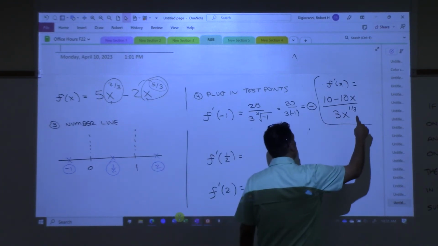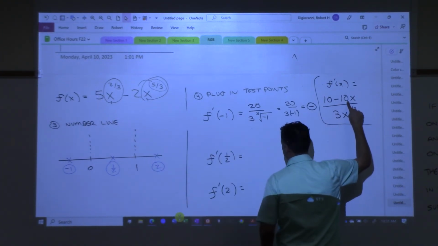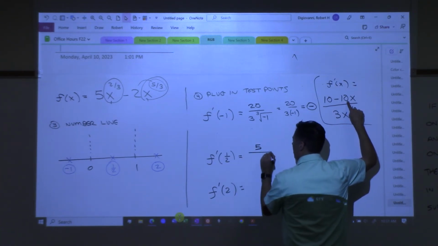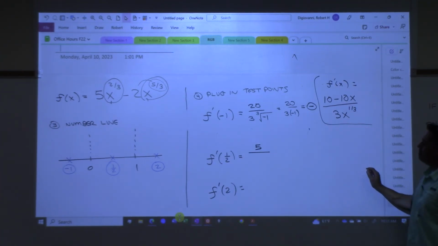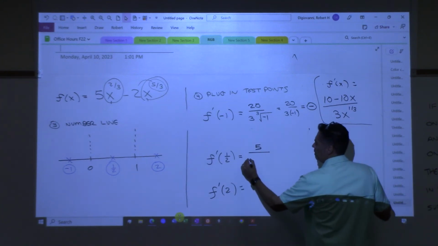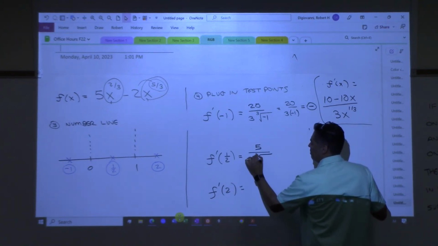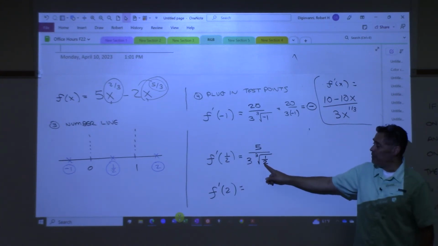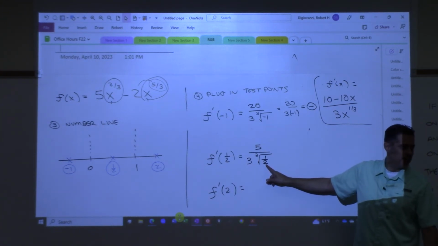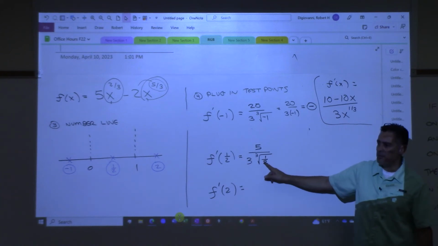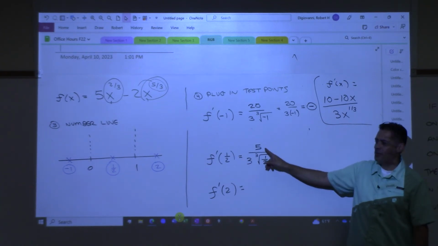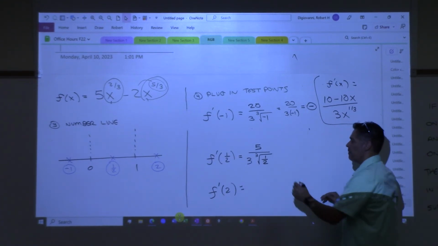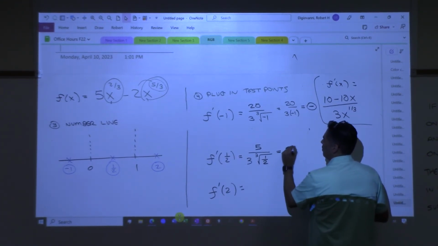If I plug a 1/2 in here, what do I get? What's 1/2 of 10? 5, and then 10 minus 5, we get 5 on top. And on the bottom, let's not overthink this. I don't even need a calculator to answer this. Because I know when I take the cube root of a positive number, I'm going to get a positive number. And then 3 times a positive number is still positive. And a positive divided by a positive is positive. So this whole thing turns out to be positive. So it did switch, didn't it? Okay.